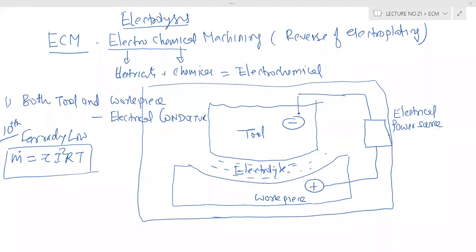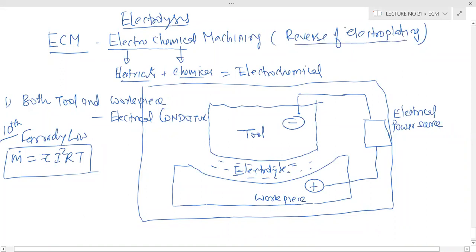Yeah, so the electrochemical machining process is basically an electrolysis process. It involves electrical and chemical phenomena, right? It is the reverse of electroplating.